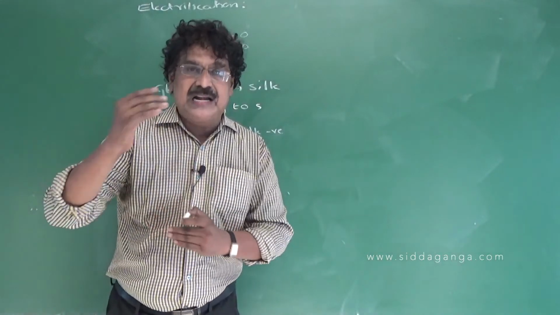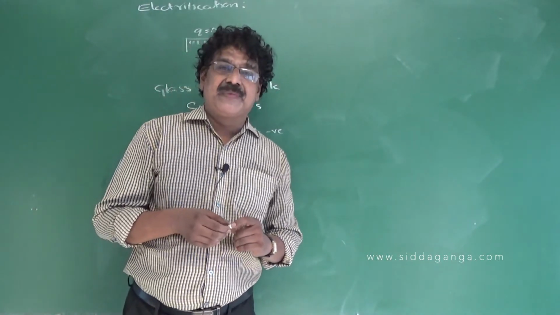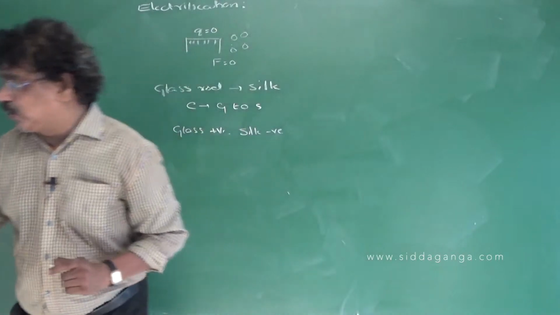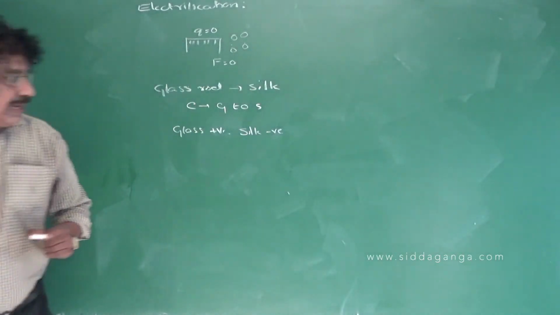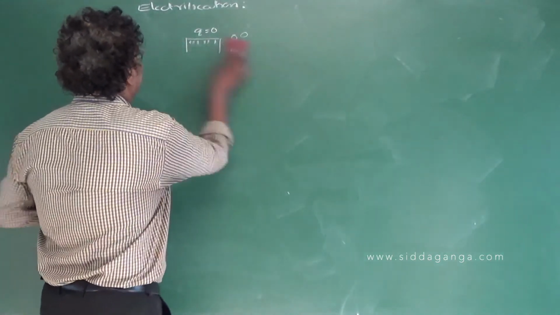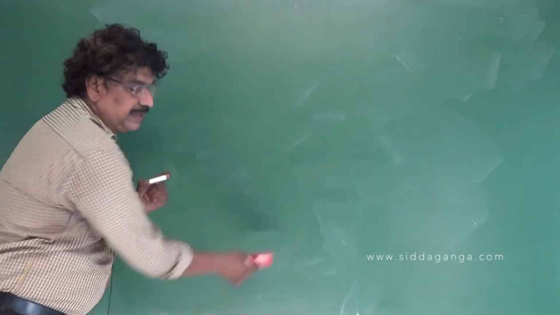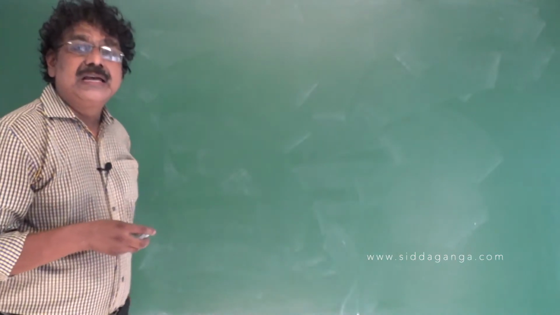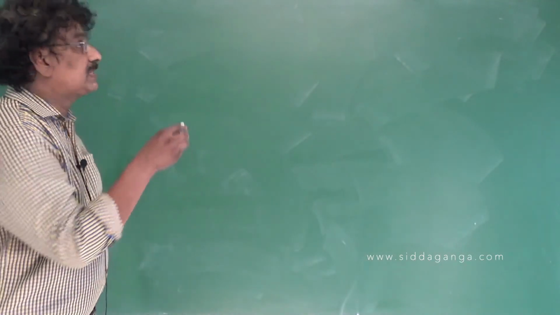Now to understand further concepts, we need to understand two things. Now depending upon electrical properties, these material bodies are classified into two types.